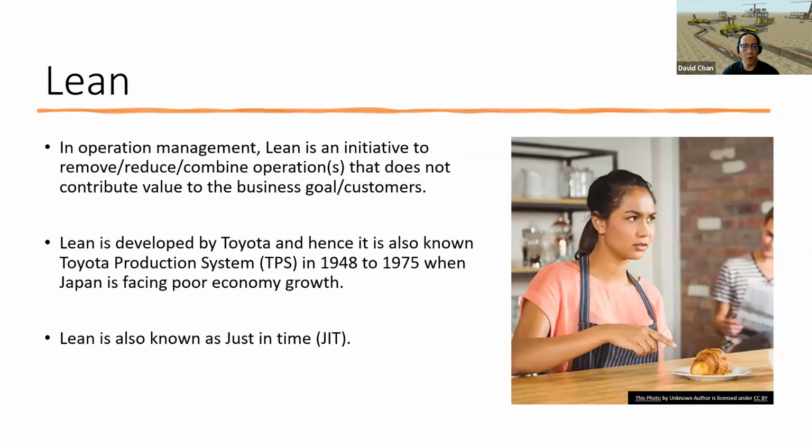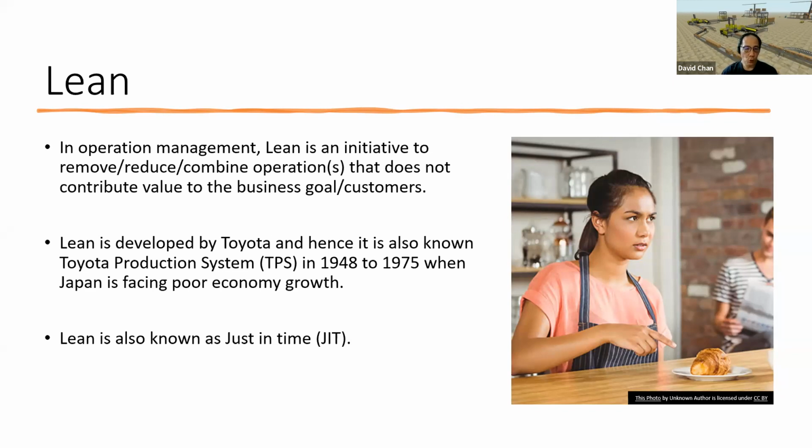And in the perspective of operations management, Lean is an initiative to remove, reduce, and combine operations that do not contribute value to the business goal or to the customer. And Lean was developed by Toyota, and it was previously known as the Toyota Production System, TPS, in 1948 to 1975, when Japan was facing very poor economic growth. And Lean actually helped them to reduce their operation costs within Toyota, making them more competitive and able to make a comeback at a later date.